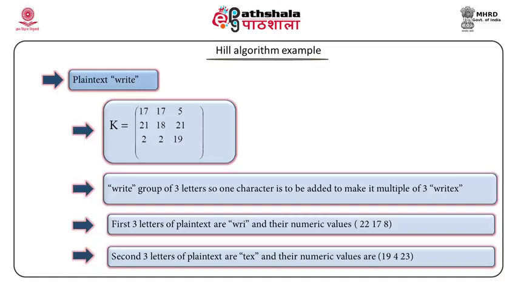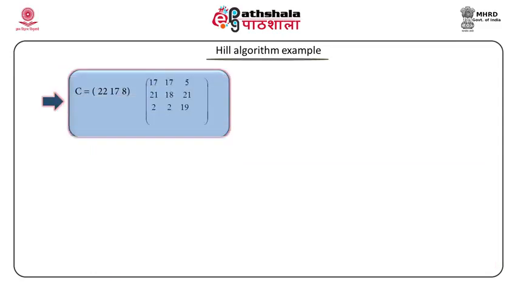P is the plain text, so take 3 letters of the plain text, that is W-R-I, which is 22, 17 and 8, and the key is a given 3 cross 3 matrix. Let me remind you, when you take a key, it should have an inverse, because when we do decryption we would be using the inverse of the given key.